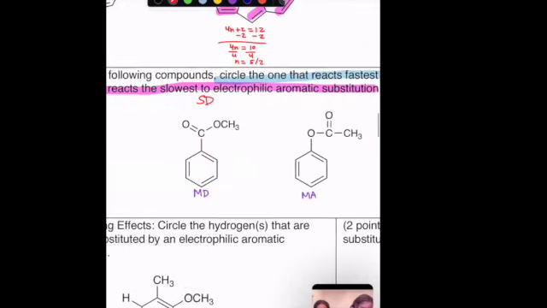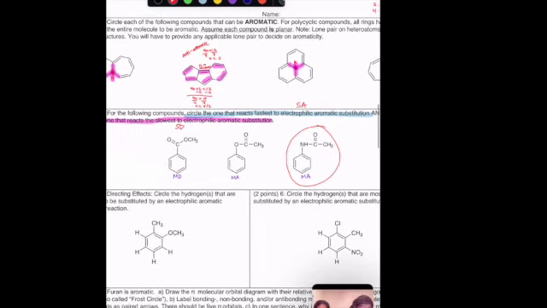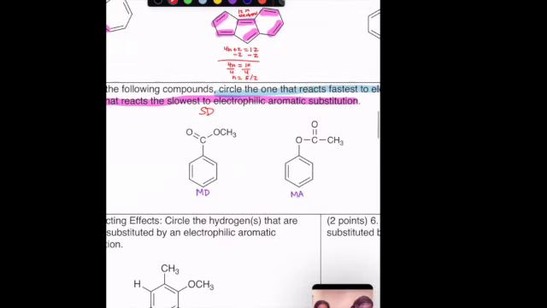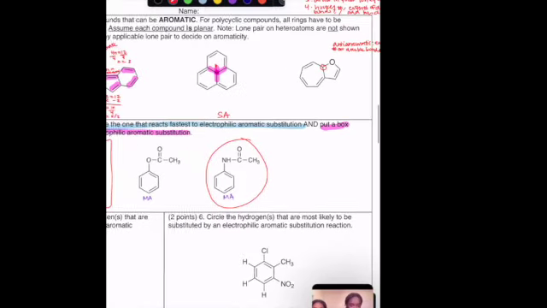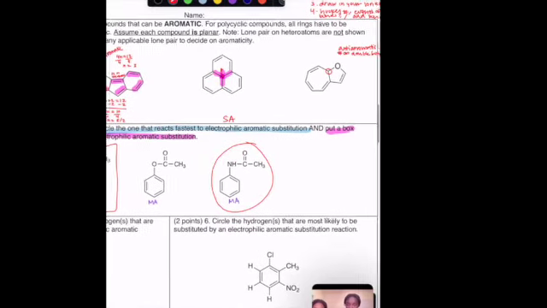Okay, next. Which reacts the slowest? We already know this is the slowest, because both of those are activators and this is a moderate deactivator. So we're just going to go ahead and square that in, because that is what the directions said. It didn't say put a circle on the other one. It didn't say star it or bold it. It said box it.